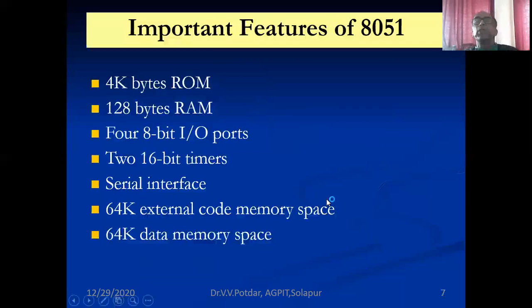What are the important features of 8051 microcontroller? 4K bytes of ROM, 128 bytes of RAM, 4 8-bit input-output ports, 2 16-bit timers, serial interface, 64K external code memory space, 64K data memory space. So these are the important features of 8051.